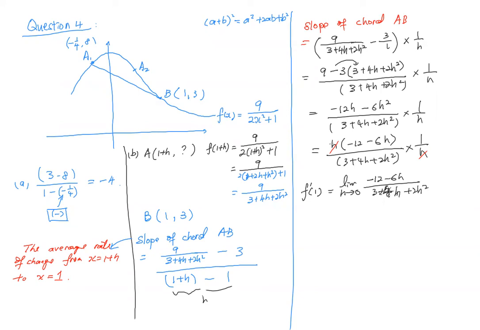So as h approaches 0, 6h approaches 0, 4h approaches 0, 2h squared approaches 0. So the whole thing will approach negative 12 over 3. All right, so it's negative 4. So, are you okay?